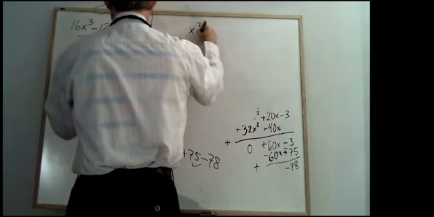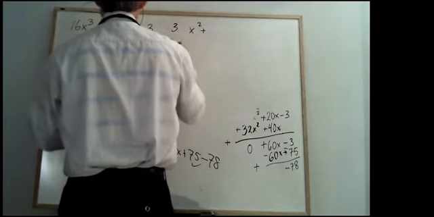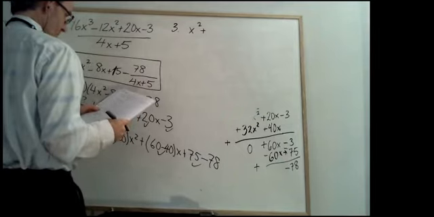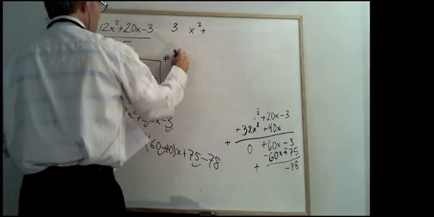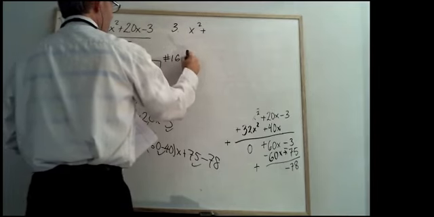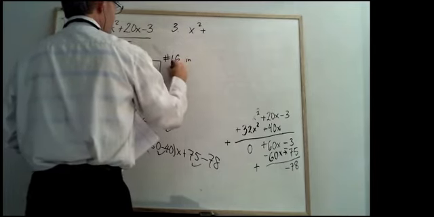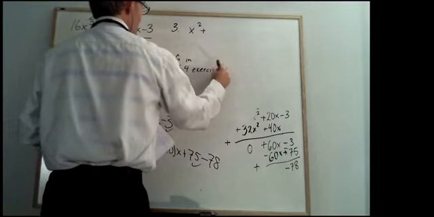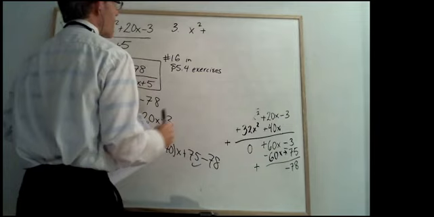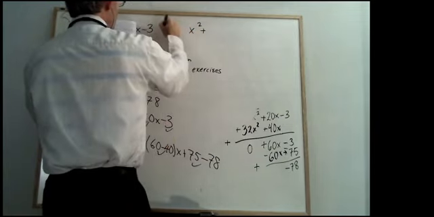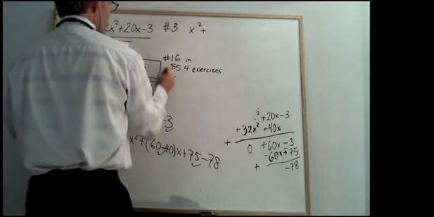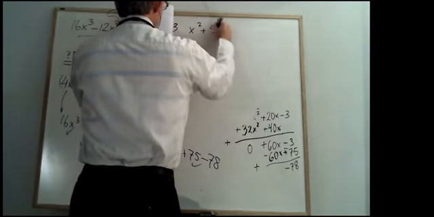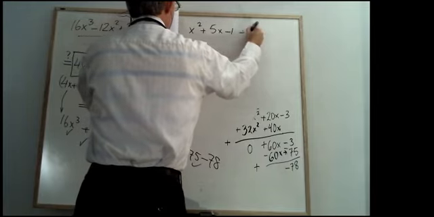So I'll do one of these exercises. This is exercise 3 at the end of section 5.4. This, by the way, was number 16 in section 5.4 exercises. So here you divide, number 3 is what we're doing, x squared plus 5x minus 1 divided by x minus 1.